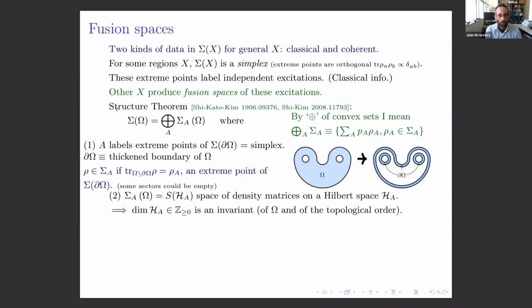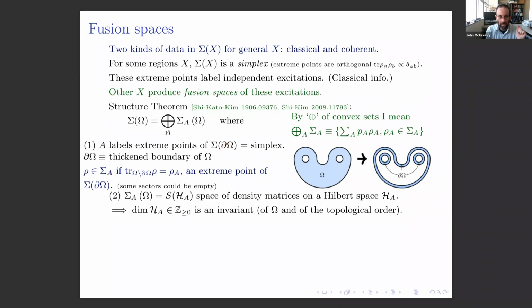An important structural theorem that these folks proved is that the information convex set of any region can be decomposed, and I'm abusing some notation here, into a bunch of sectors where each of those sectors is labeled by extreme points of the boundary of the region. Here, what I mean by the boundary is some thickening of the boundary. For example, for the region omega here, what I mean by d omega is this sort of thickening of the boundary. It's possible to prove that the information convex set of that thickening of the boundary is always a simplex, so that it's labeled by some orthogonal extreme points.